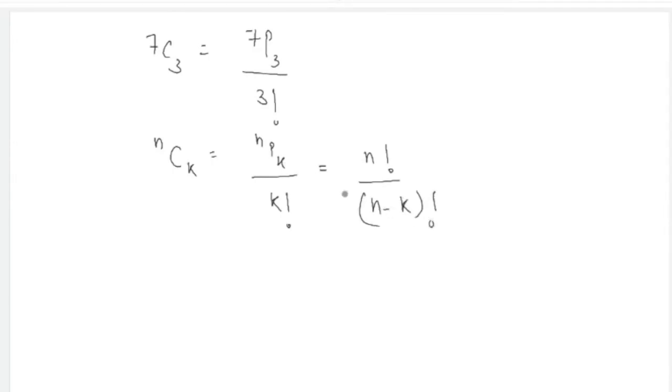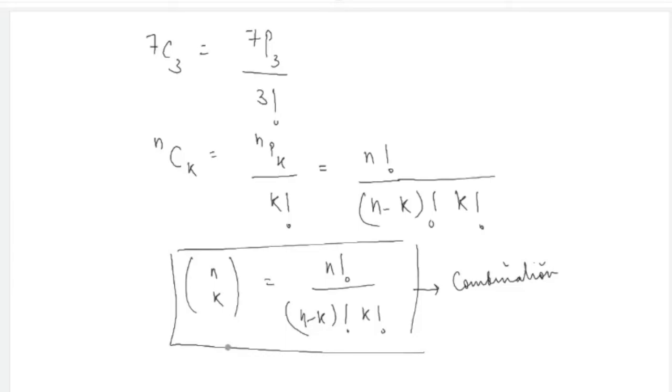ये हम already establish कर चुके हैं, and in the denominator we now have an extra element which is k factorial. So we can say that combination nCk is equal to n factorial divided by n minus k factorial into k factorial. So this is how you can compute the number of combinations that you want to form in a given situation.